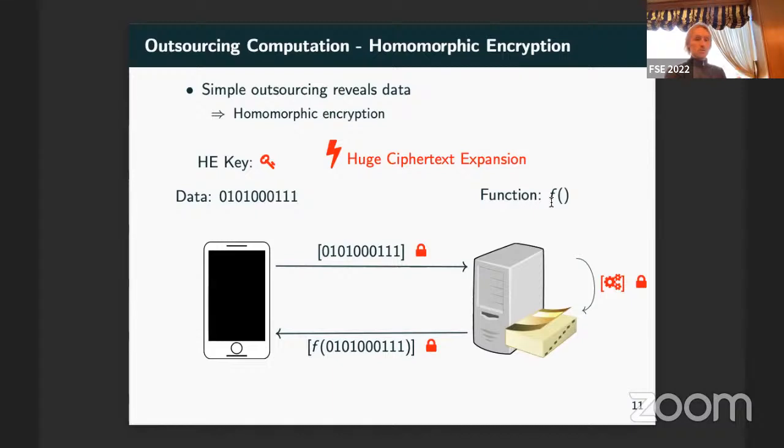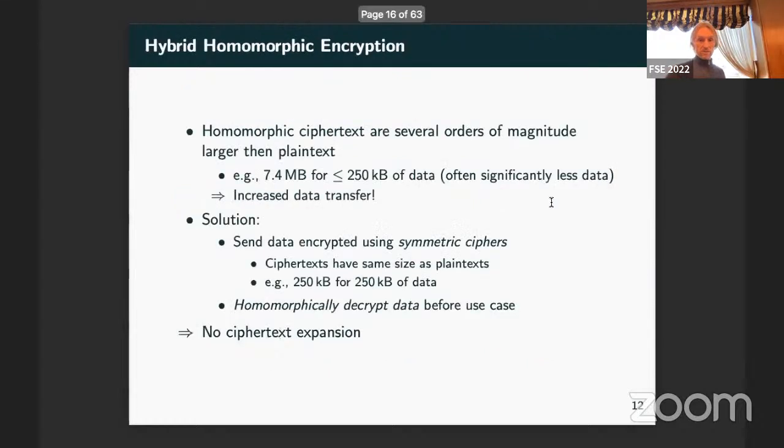But you also put a lot of load on the connection between the two endpoints here, and perhaps also if the client is resource constrained, you need a lot of energy perhaps to send all this data, whereas without this encryption, this might be very, very efficient. So as a concrete example, for a popular HE library, the smallest quantity that you can send is 7.4 megabytes. And what you can encode in terms of plain text, maybe very little, but up to 250 kilobytes. So the smallest possible ciphertext expansion here is already a factor 30 or so.